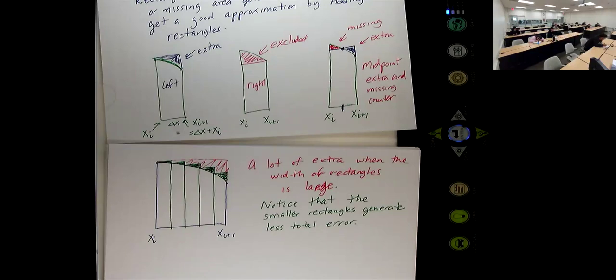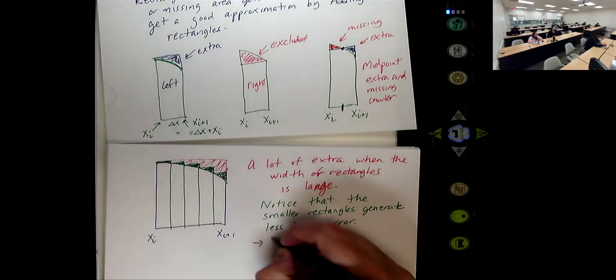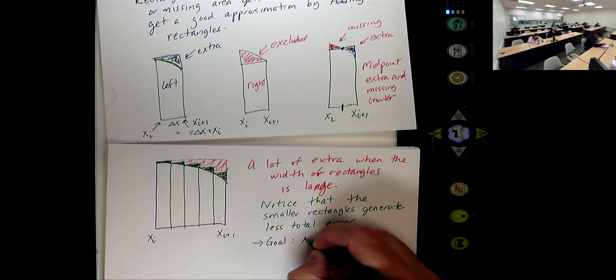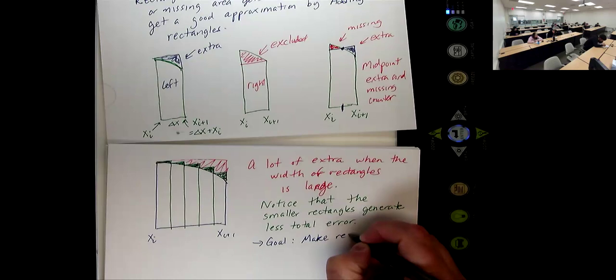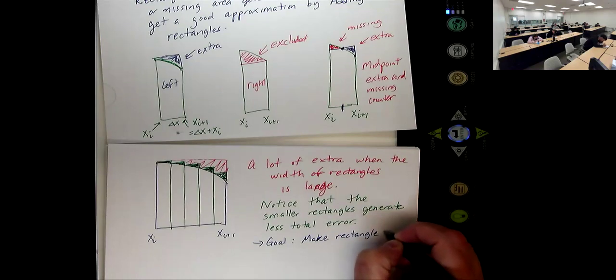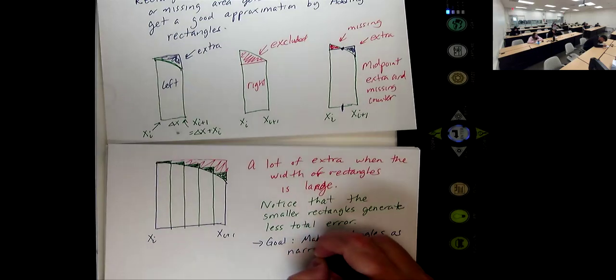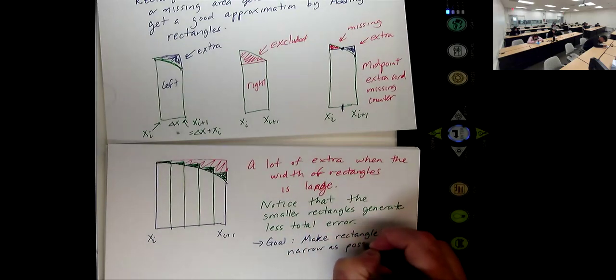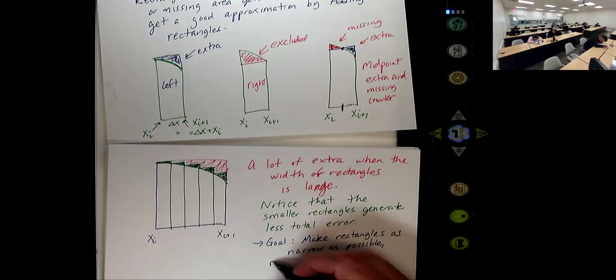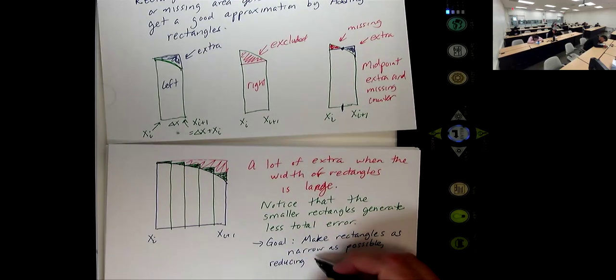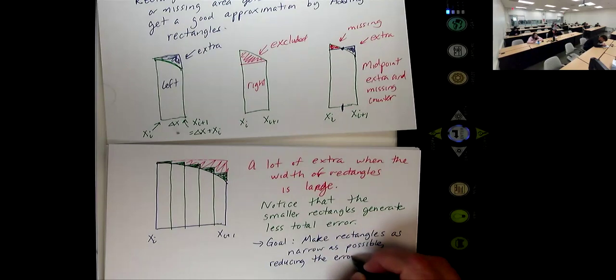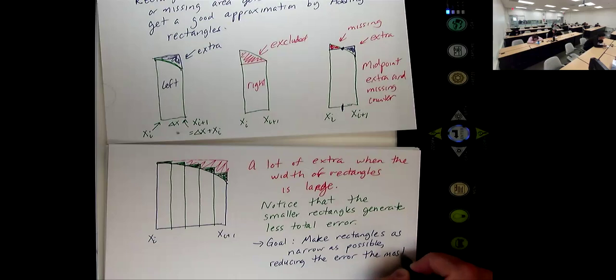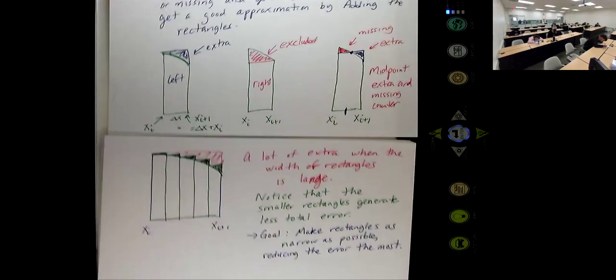We don't want to have all that extra area. The point of doing this is to find the area, so if we have a lot of error, this is bad. The goal will be to make the rectangles as narrow as possible, reducing the error the most. Does that track?